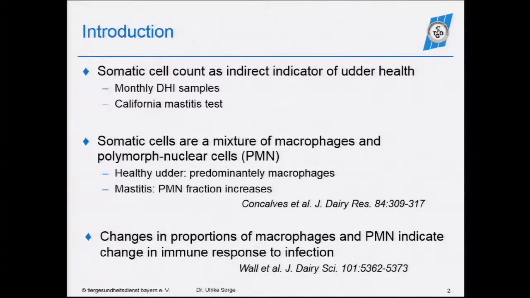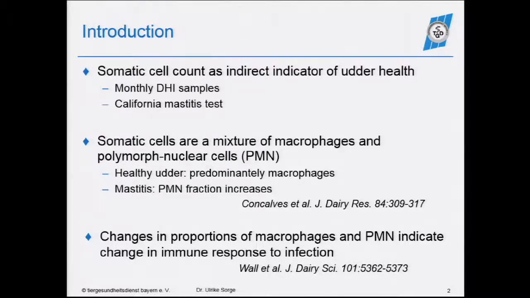It is really helpful, but when we are looking at the somatic cells, we have to realize that it's not just somatic cells, but there are actually different fractions present. You have lymphocytes, macrophages, and polymorphonuclear neutrophils, so PMNs. Depending on whether a cow has a healthy udder, the cells present differ. In a healthy udder, we have mostly macrophages and some lymphocytes. But once a cow has mastitis, the PMN fraction shows up and increases proportionally.